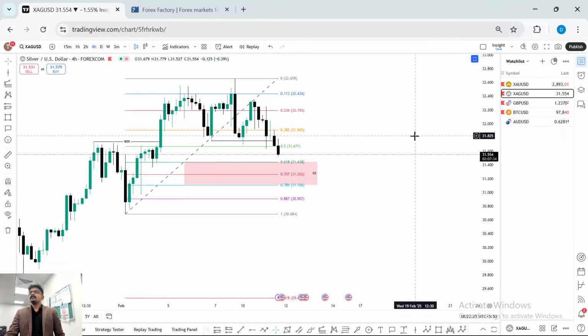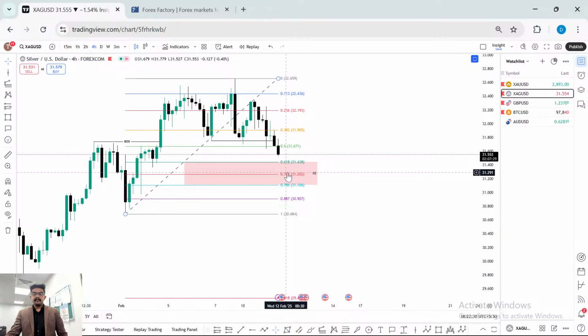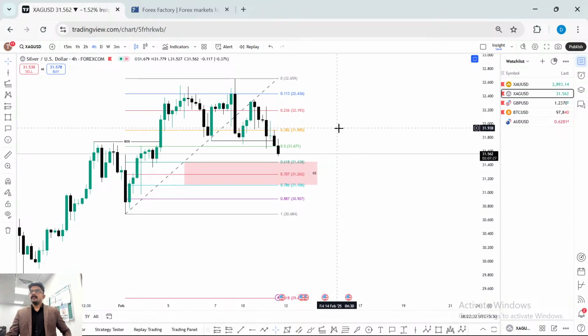Silver, like we said, let it come to this particular zone, then we will plan a trade. Okay. USD JPY.